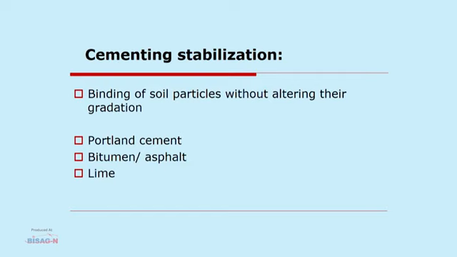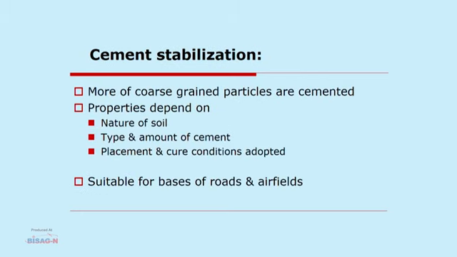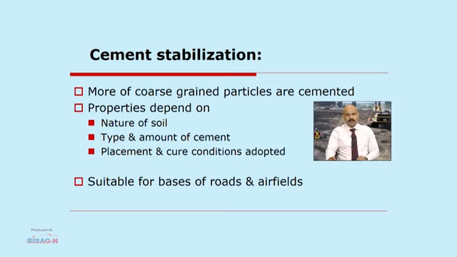Cement stabilization is the second method of soil stabilization under the ground improvement technique. I would like to repeat, cement stabilization is a type of soil stabilization under the ground improvement technique. In cement stabilization, there is binding of soil particles without altering their gradation. We use Portland cement or bitumen or asphalt or lime. In cement stabilization, mostly coarse grained particles are cemented. Properties depend upon the nature of soil, type and amount of cement used, and placement and curing conditions adopted.